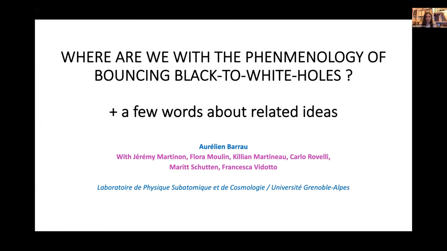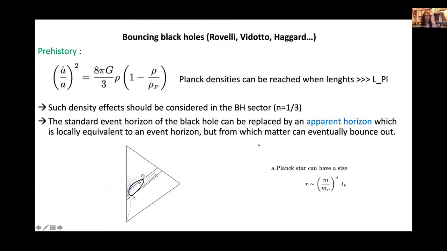Okay, so the basic idea was proposed by Rovelli, Vidotto, and a few others a few years back. This is what I call prehistory. The argument was basically to try to understand in the black hole sector the lessons from what we have understood in cosmology. As we all know, the basic modified Friedmann equation takes this form in loop quantum cosmology, with a corrective term which happens to be dominant around the bounce when the density becomes Planckian.